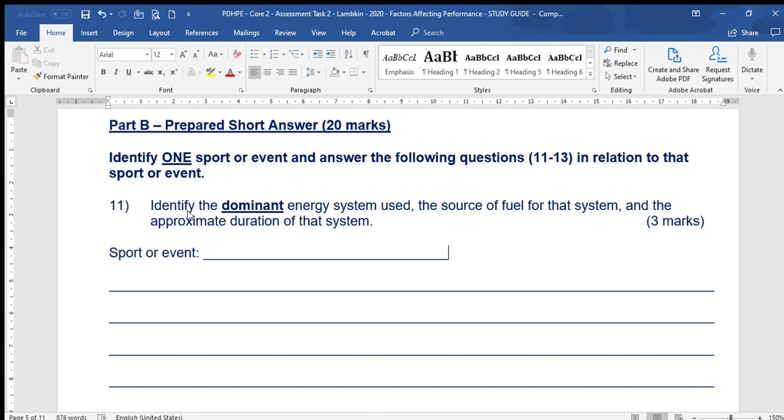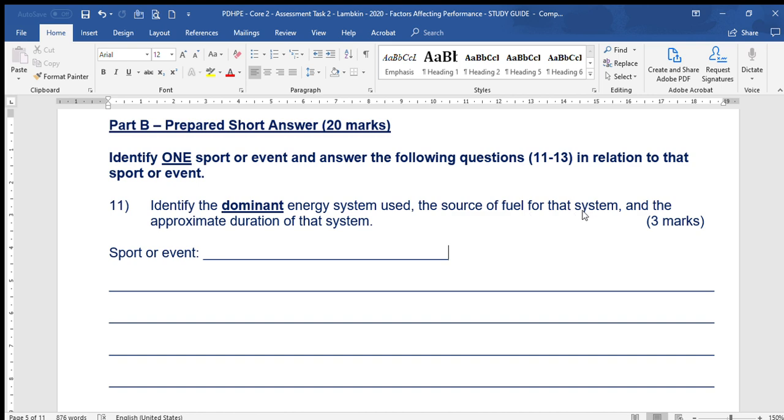You have to choose a sport, identify the dominant energy system used. So understand that all sports people are using all energy systems all the time, but you are generally using one more than the other two relatively. So the dominant energy system might be the aerobic energy system, or it might be one of the anaerobic energy systems like the lactic acid system or the ATP-PC system. You should know the other names for those by now.